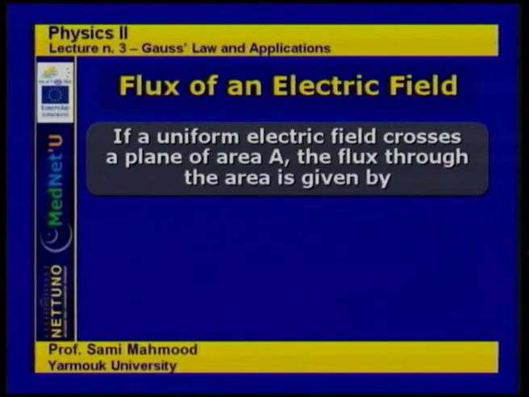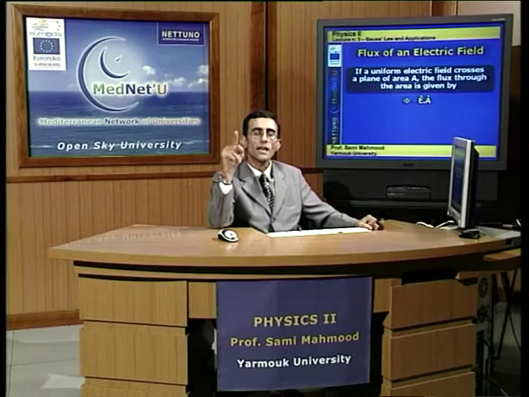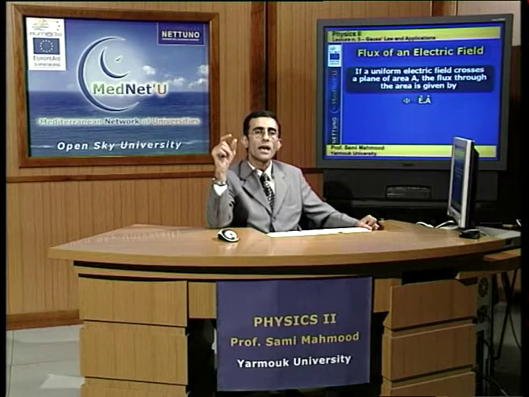If we have a uniform field that crosses a plane of area A, then the flux through the area is defined by phi, which stands for the flux, equal to the electric field, where the electric field is uniform, dot A as a vector. Electric field is a vector quantity, and A, the area, is considered a vector where the magnitude is the magnitude of the area in square meters, and the direction of this vector A is perpendicular to the area. That is, by definition, the direction of the area A.